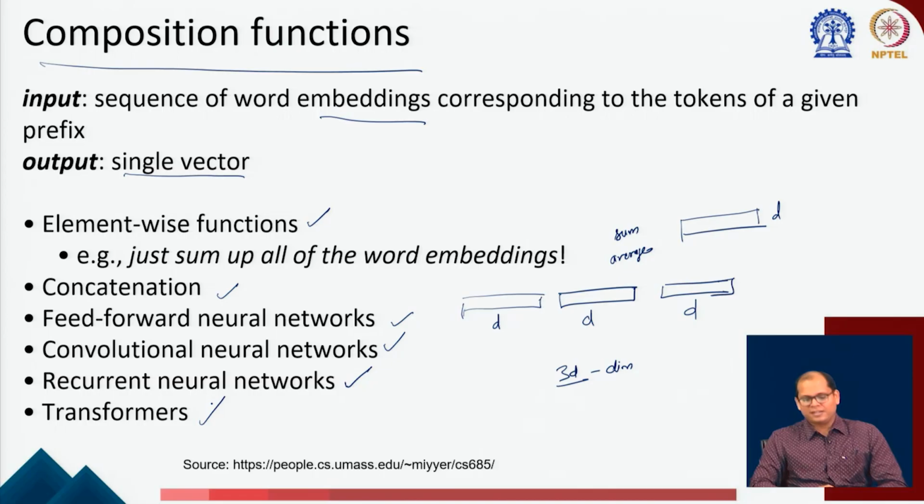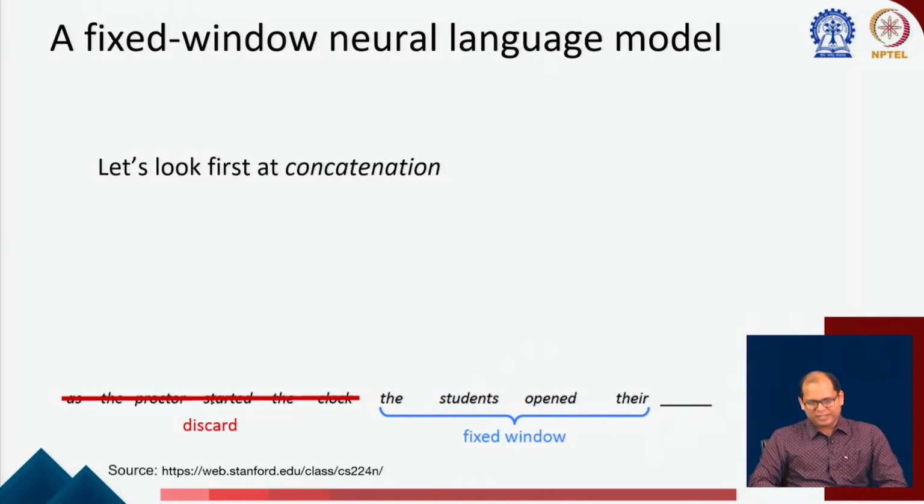So let's start discussing simple concatenation, the first neural language model, and how you would use that to obtain a language model that can predict the next word. So let's first look at the concatenation. Let's say we have a very long phrase, in general. As the proctor started the clock, the students opened there.